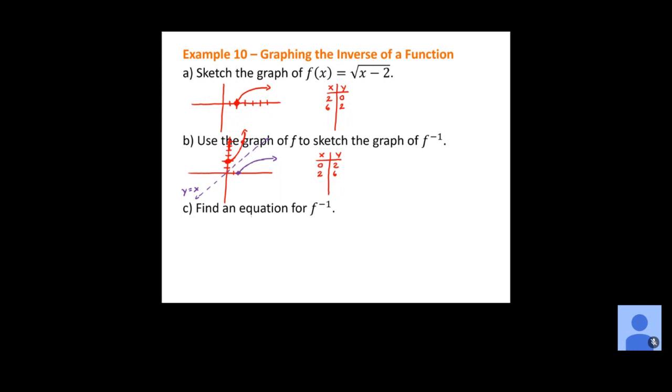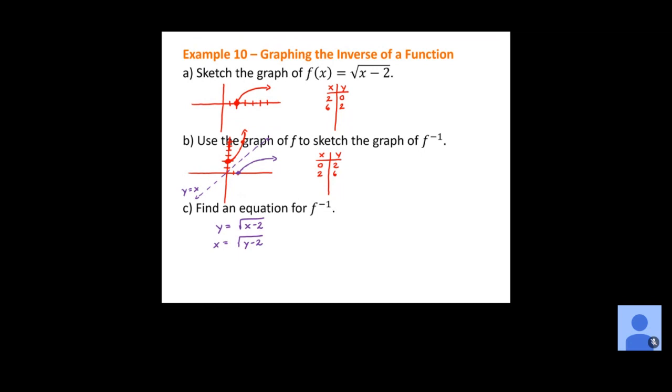Okay. Now, the reason that's important, here's what I want you to think about. Let's look for the equation of f inverse. So I'm going to go back to my original here. We had y equals the square root of x minus 2. What would I do first here to find the inverse? Okay, we're going to switch x and y. So this gives us x equals the square root of y minus 2.